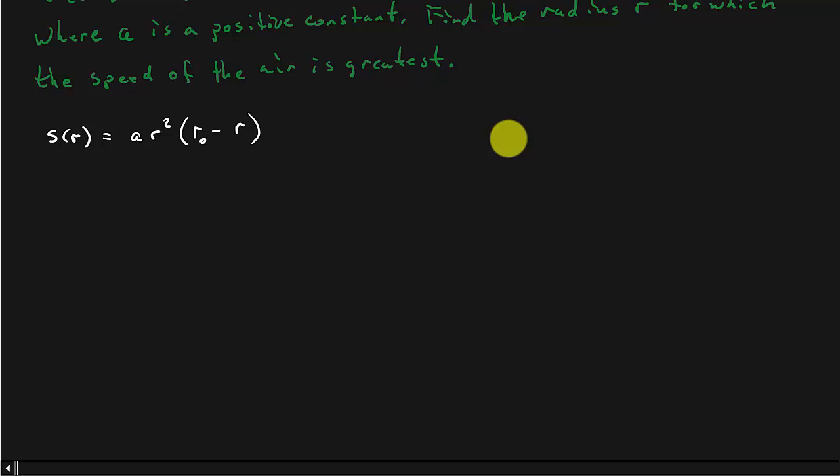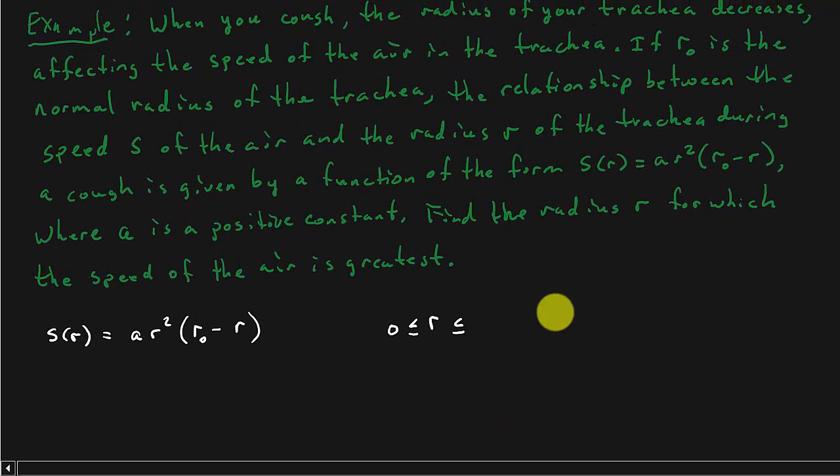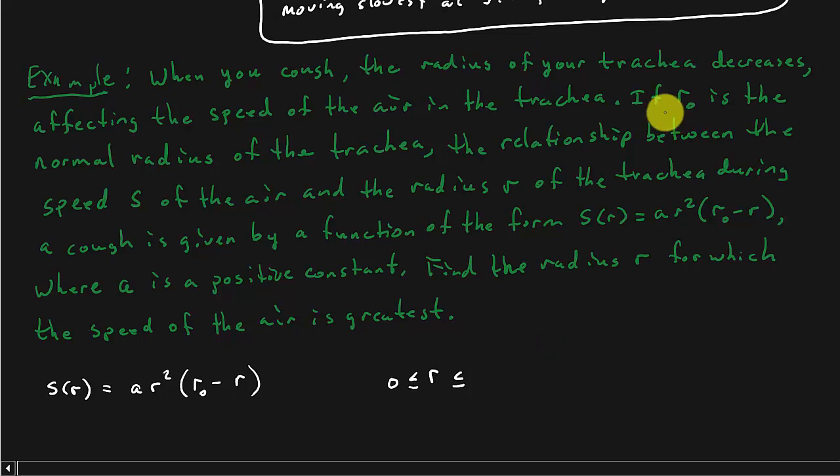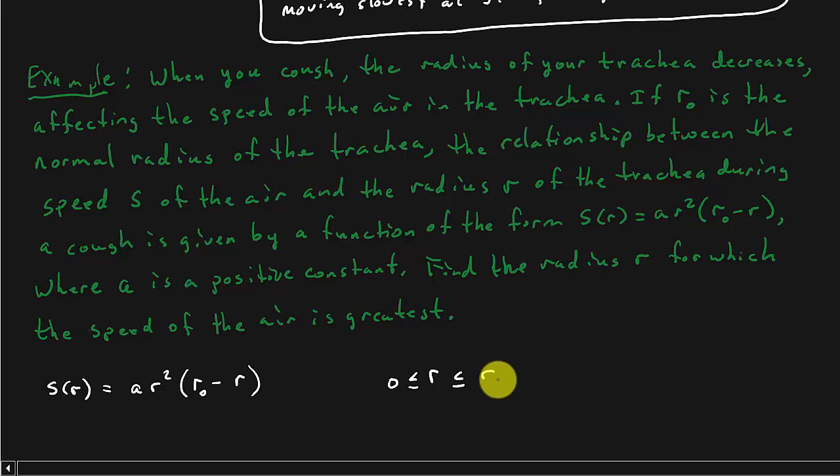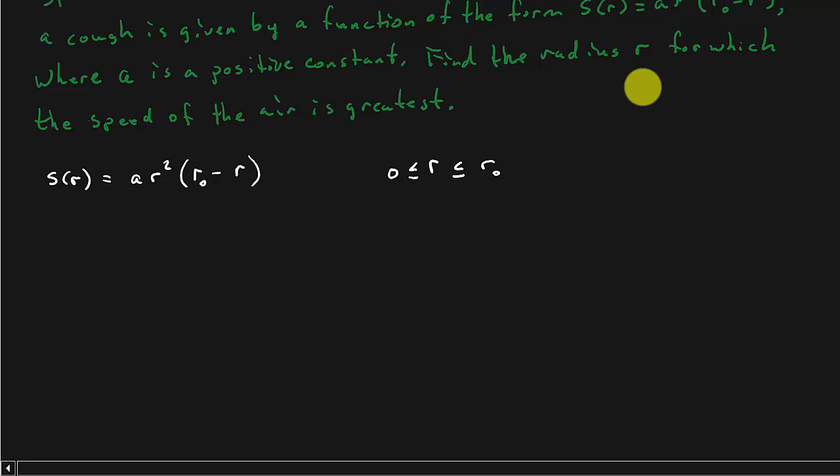All right. So this is an absolute max min. So we know that the radius of our trachea is going to be between 0 and then what? Well, let's think about it. It says R0 is the normal radius of the trachea. Okay, so remember, when you cough, your trachea is decreasing. So it's not going to be any larger than the normal size. So it's going to be between 0 and R0. All right, so let's go ahead and find the derivative.